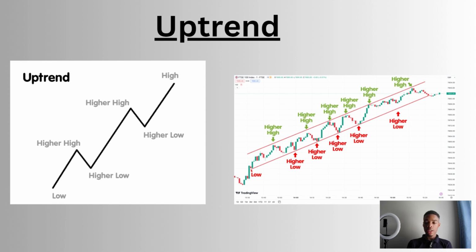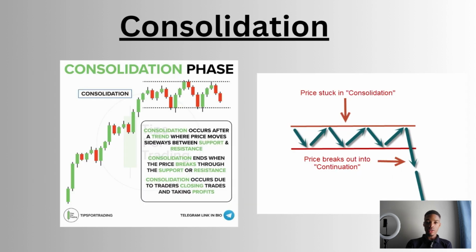And I'm going to show you an example on the charts of each of these market structures, so definitely stay tuned for that. The third market structure I want to look at is what we call a consolidation, or consolidated market. Alright, so consolidation is a period in the market where the market moves sideways.